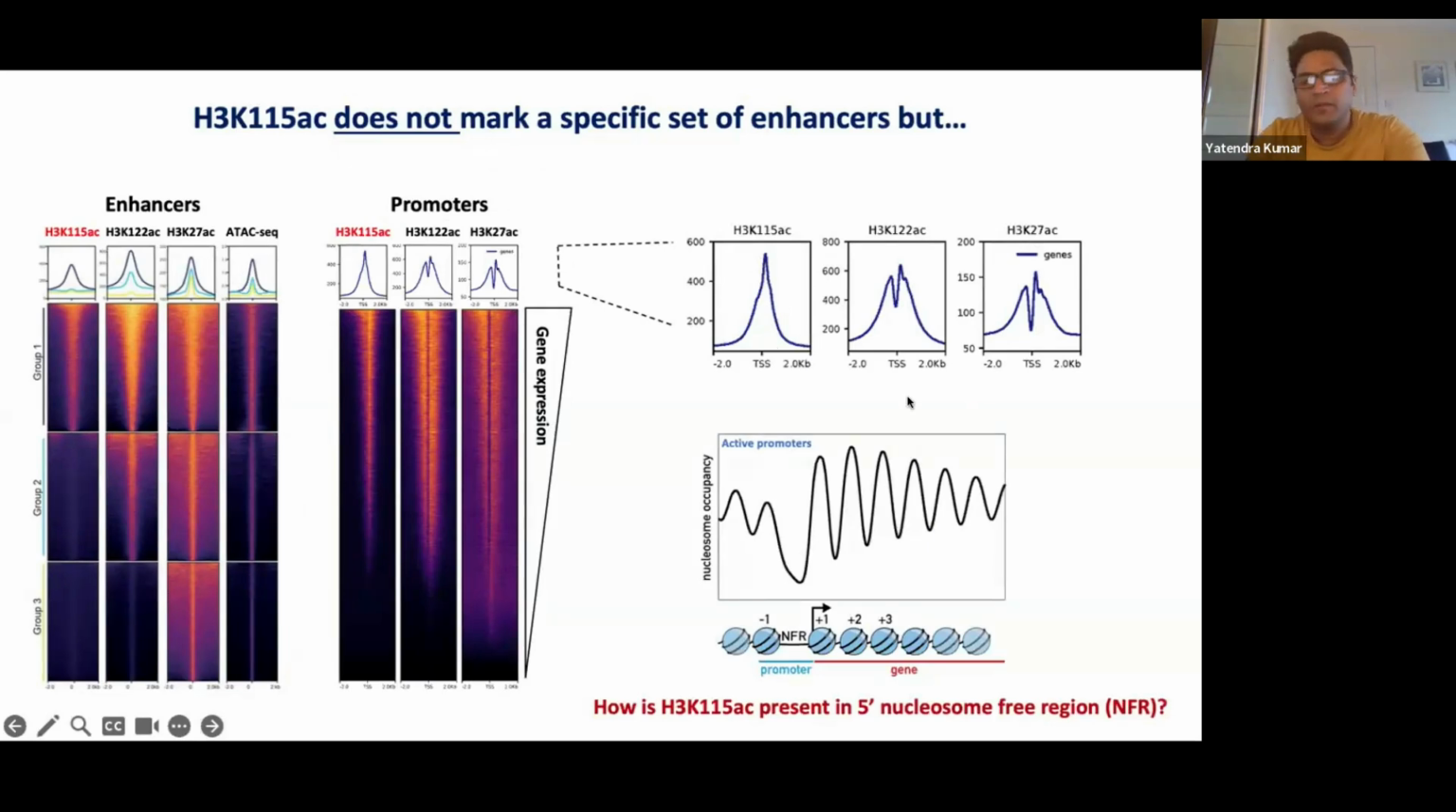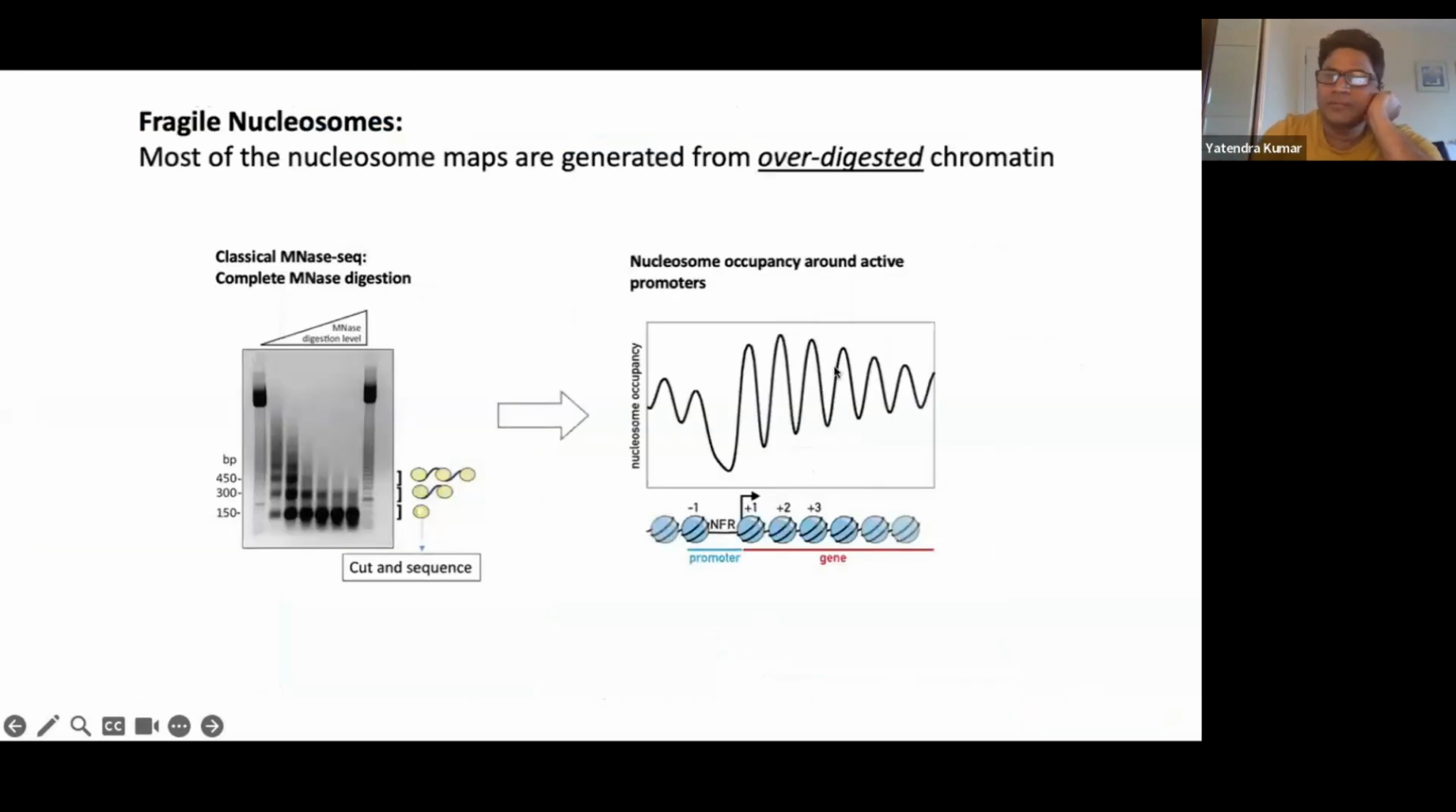That's intriguing because we all know that the nucleosome occupancy at the active promoters is really low, and this is the same region where K115 acetylation is peaking. It's not in the gene bodies, it's not in the upstream, it's on the region which is called the nucleosome free region, which actually marks the remodeling of the promoter region. So this is intriguing because in this region there are no nucleosomes, but you have a signal for a histone mark. So this brought us to the concept of fragile nucleosomes.